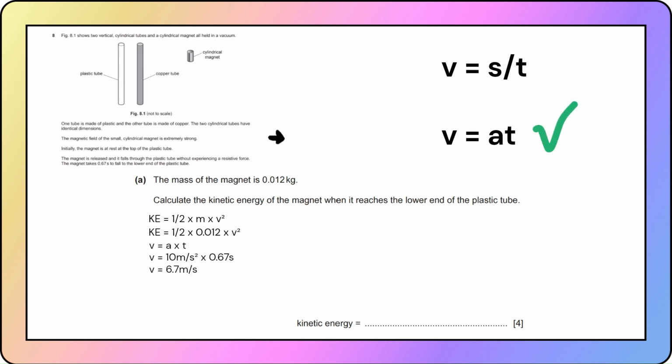So the velocity is equal to 10 meters per second squared multiplied by the time, 0.67 seconds. That would give us 6.7 meters per second for the velocity. So once we input that into our equation, add those values into the calculator to get 0.26934. Lastly, just round it to two significant figures and you're done with this question.